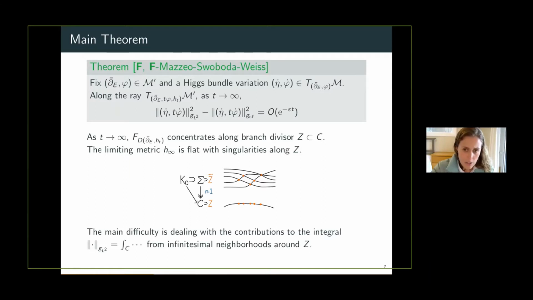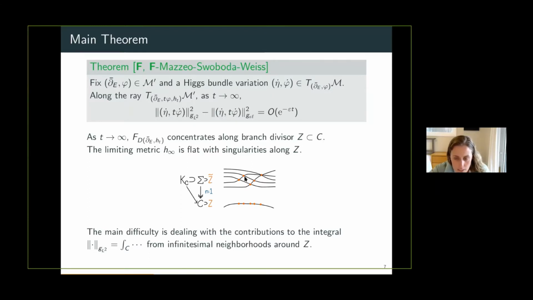And so I want to tell you where this is the hardest and how this works. It starts maybe by trying to understand the behavior of this family of Hermitian metrics, h_t, on E as t goes to infinity. What you have is a very traditional bubbling phenomenon: the curvature is concentrating as t goes to infinity along this branch divisor Z.